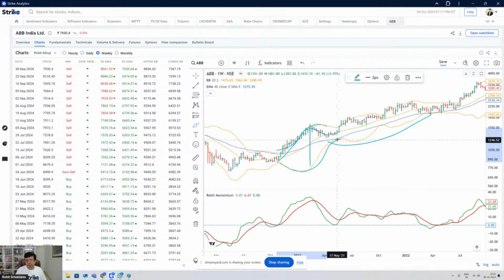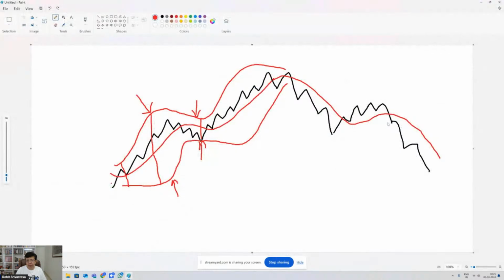Okay, and similarly, when the bands are very tight, the logic is if it has tightened a lot, it's going to expand again, right? Nothing is static in the stock market. Nothing. कोई भी चीज कभी भी कहीं रुक नहीं जाती है. बाजार में कंटिन्यूसली तेजी मंदी होती जाती है.